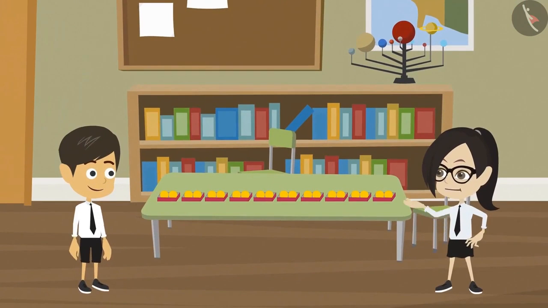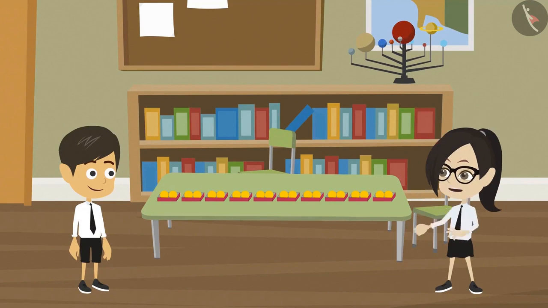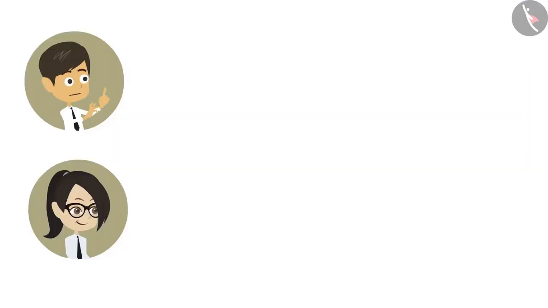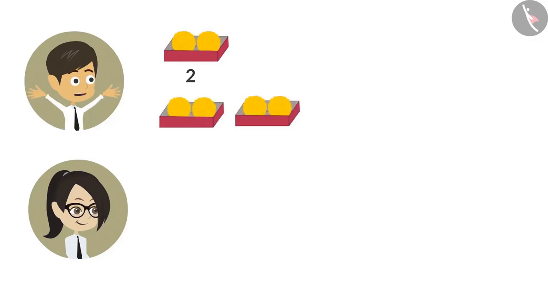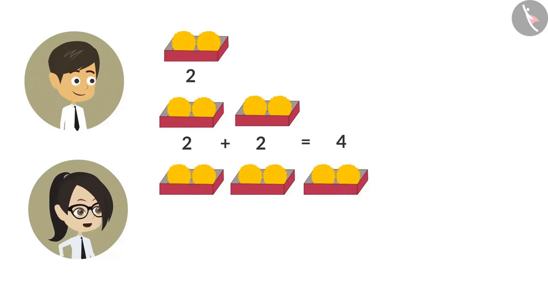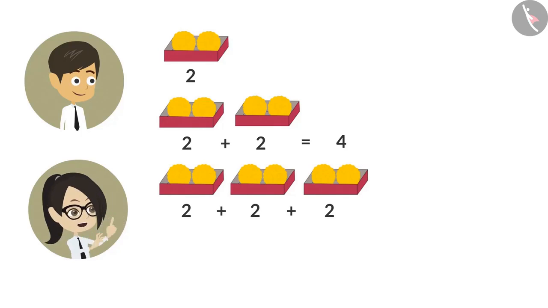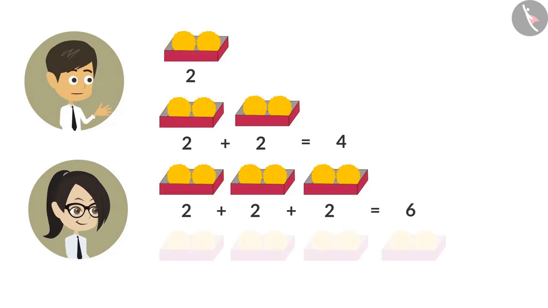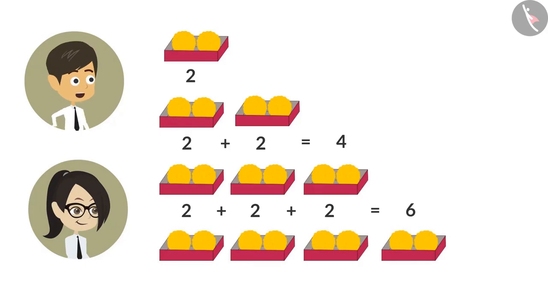Now look, there are 10 boxes. Each box has 2 laddus. So let's count the laddus in the boxes. Okay, each box has 2 laddus. To know the laddus in 2 boxes, we have to add 2 two times. So the answer is 4, which means there are 4 laddus in 2 boxes. To know how many laddus are there in 3 boxes, we have to add 2 three times. After adding 2 three times, the answer we get is 6. To know the number of laddus in 4 boxes, we have to add 2 four times.